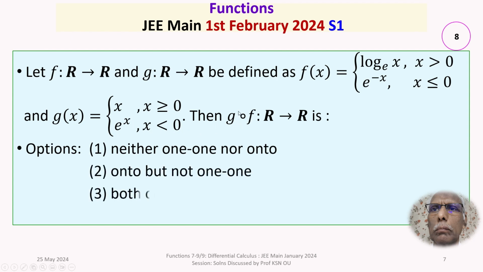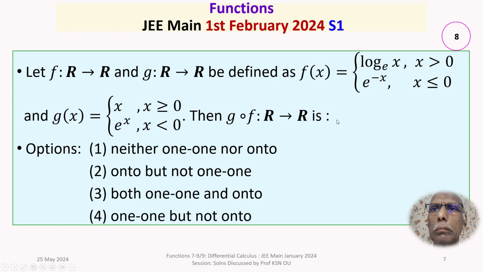Then g compose f is a function from R to R is, 4 options are given. You have to discuss their nature, that is whether they are one-one or onto. The 4 options regarding one-one and onto are given to us. You are given f and g are 2 functions from R to R defined like this, and you have to discuss the one-one and onto nature of g compose f.